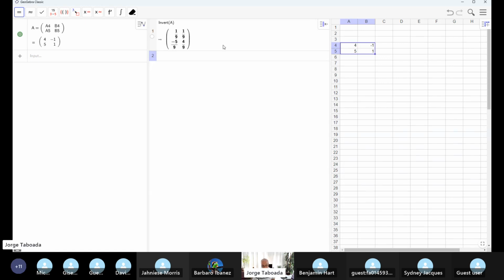Well, we do it by hand, with verification here, but just in case, I want to make sure. We multiply A, the original given, times the inverse of A. Bam, and you get the identity values. So they cancel each other.